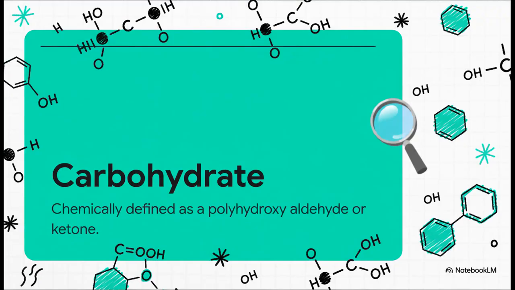Okay, so here's the real definition. A carbohydrate has a backbone of carbon atoms, and hanging off that backbone are a bunch of alcohol groups, what chemists call hydroxyl groups. But the real key, the thing that makes it a sugar, is that it's capped off by one of two special groups, either an aldehyde or a ketone. That specific structure is the secret to everything these molecules can do.